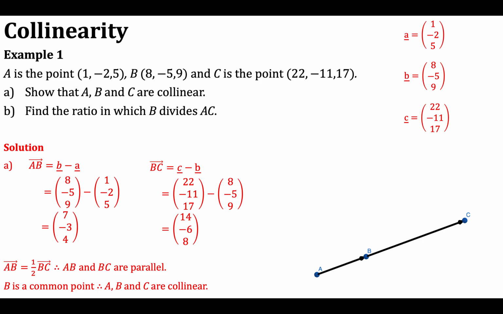So we have proven collinearity here, and that now leaves us to do part B of the question, find the ratio in which B divides AC. So we already know that vector AB is equal to a half of vector BC. I'm going to divide throughout by BC to get AB over BC equals a half. And remember, we can express fractions as ratios. So that gives us the ratio AB to BC is equal to 1 to 2.